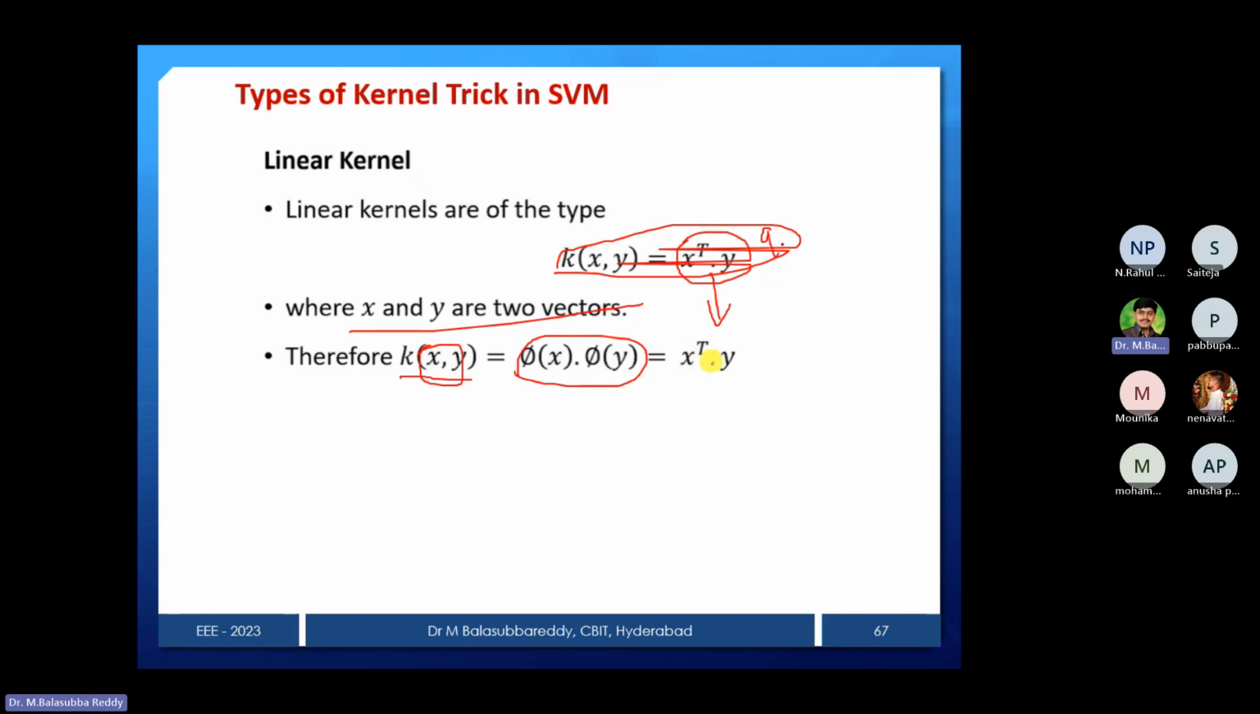If you make it a cube, it becomes the next one, that is the polynomial kernel. You can see q is 1: this becomes x transpose into y only. If q is 2, x transpose y is power 2, that is a quadratic polynomial. And with C plus x transpose into y to the power q, we get all three from this. When C is equal to 0 and q is equal to 1, it is a linear kernel. If C is equal to 0 and q is equal to 2, it is a quadratic polynomial.